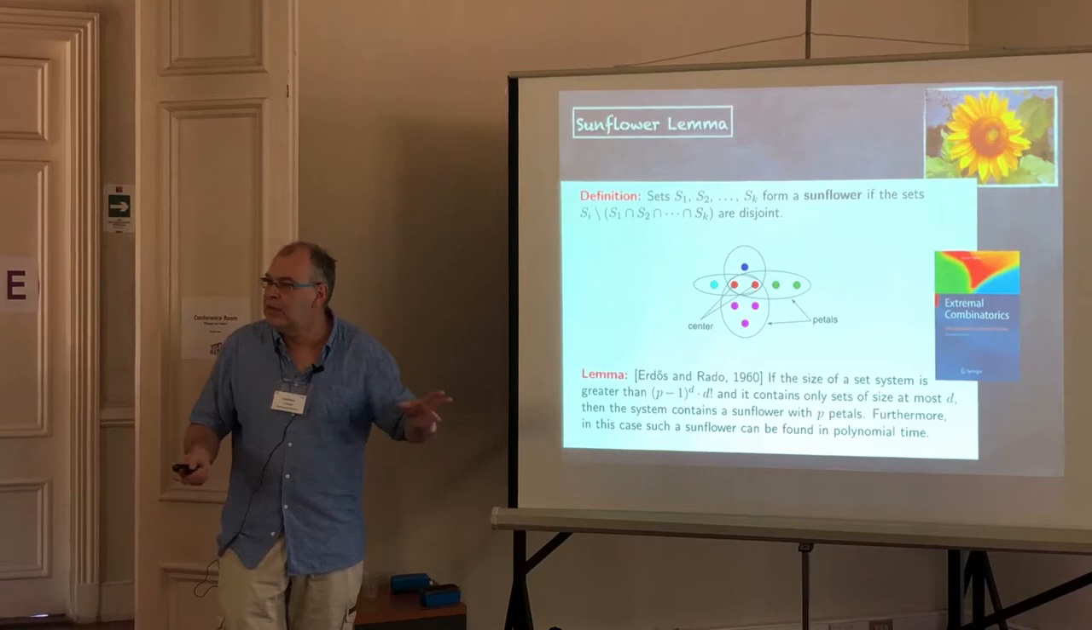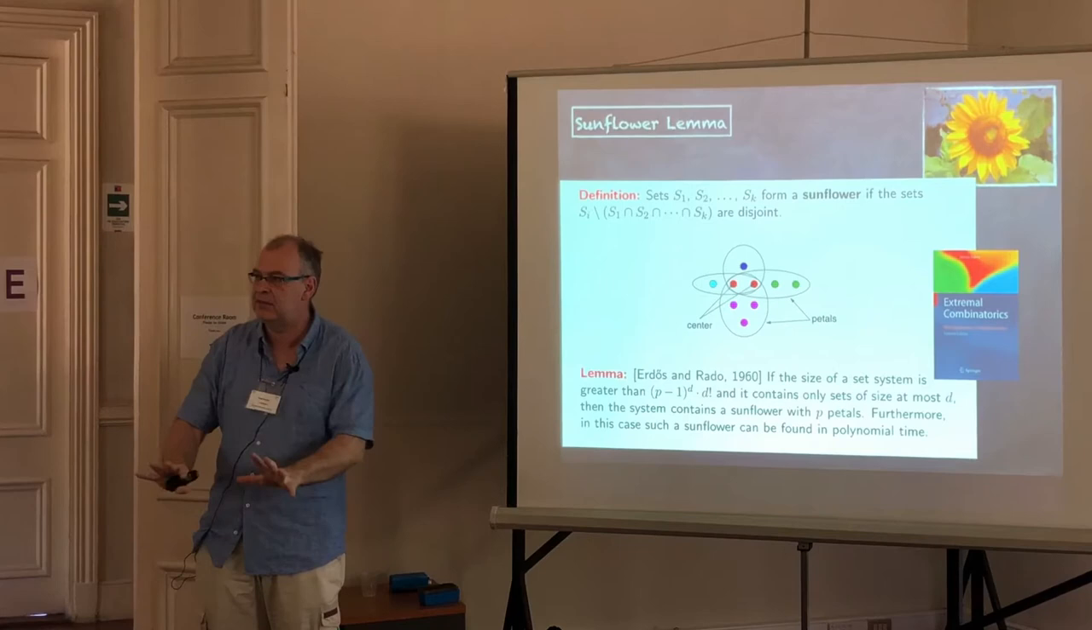Once again, what does it say? It says that if I have sufficiently many sets in my set system, then there must live a sufficiently large sunflower.